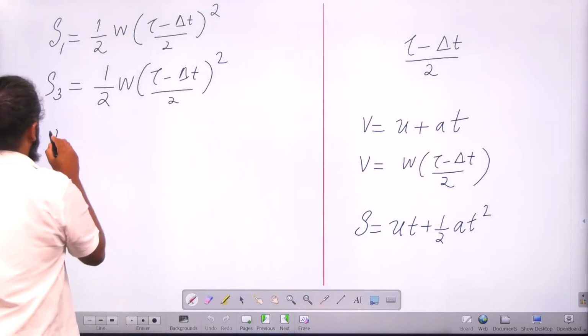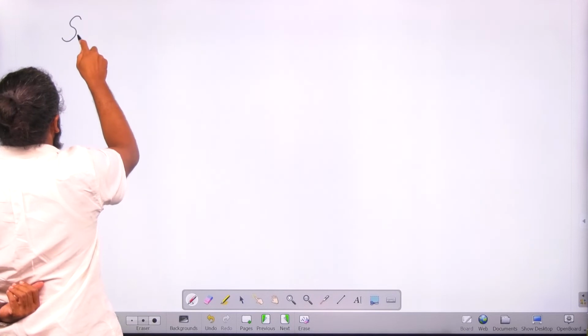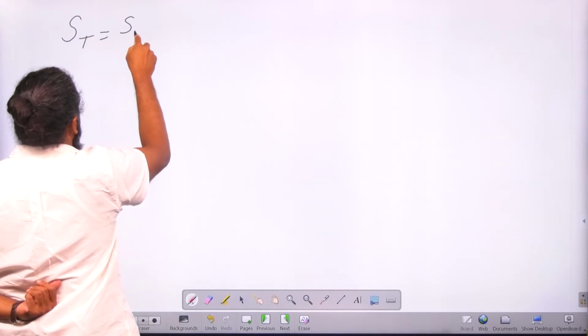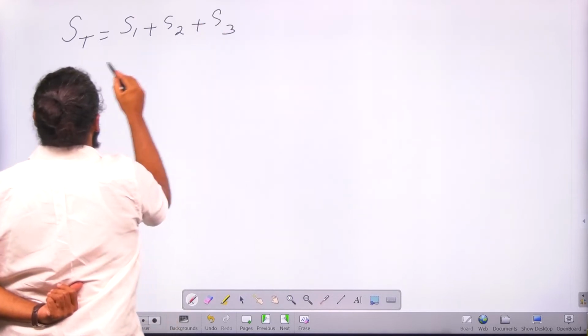So S2 we can find out. S2 is nothing but W multiplied by tau minus delta t divided by 2 multiplied by delta t. Total displacement, we can say S total is equal to S1 plus S2 plus S3. So each value we can substitute.